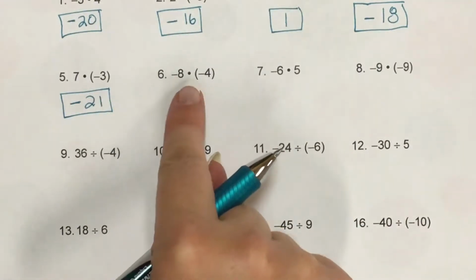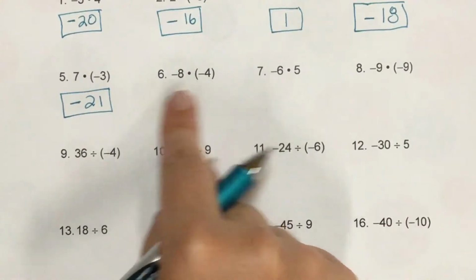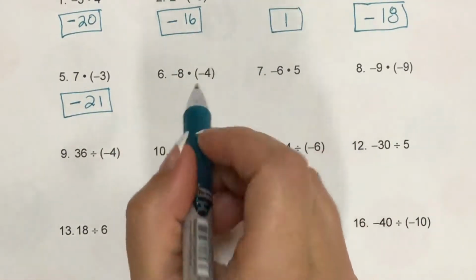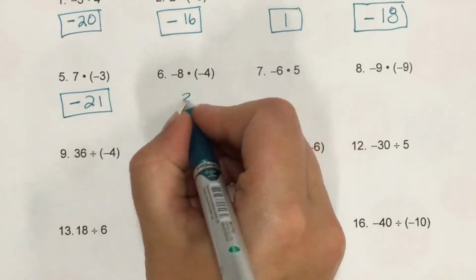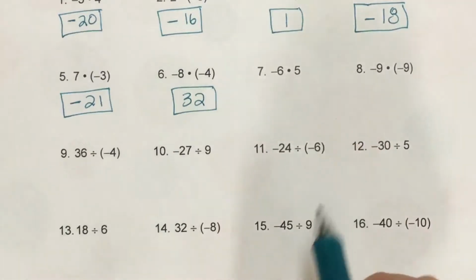We have negative 8 times a negative 4. So that's a negative, that's a negative. The signs are the same, which means our answer is going to be positive. And so then you just go 8 times 4, which is 32. All right, let's go on to number 7.